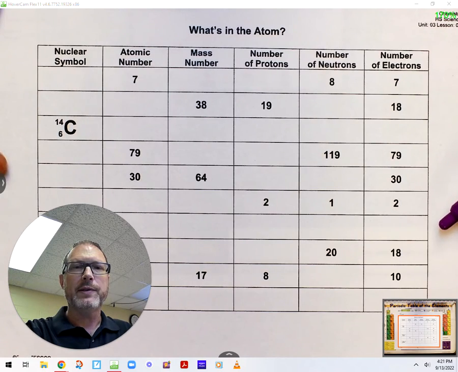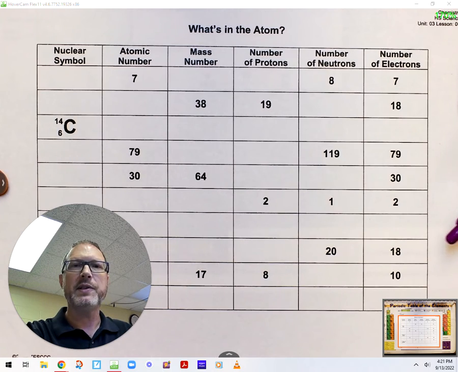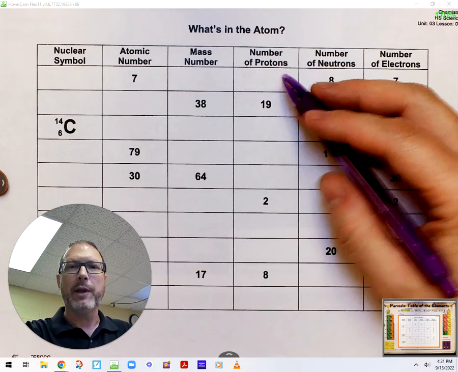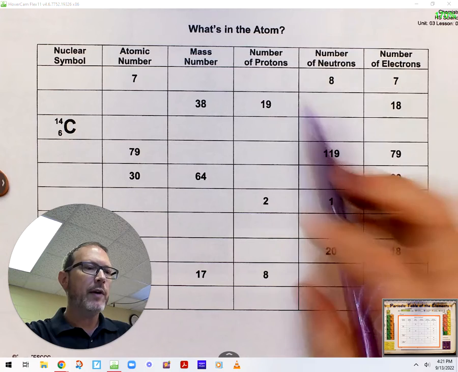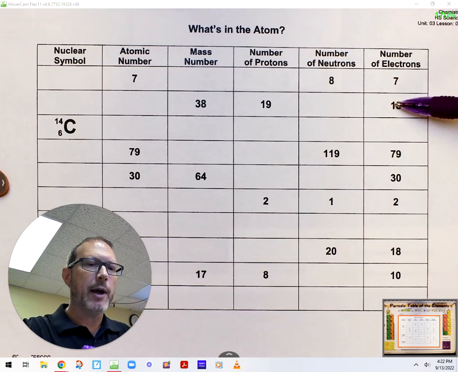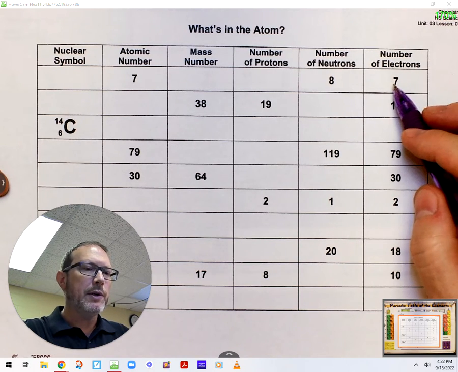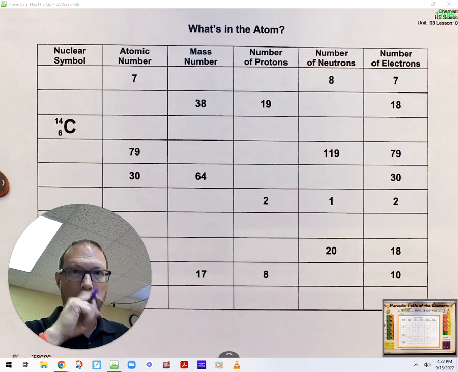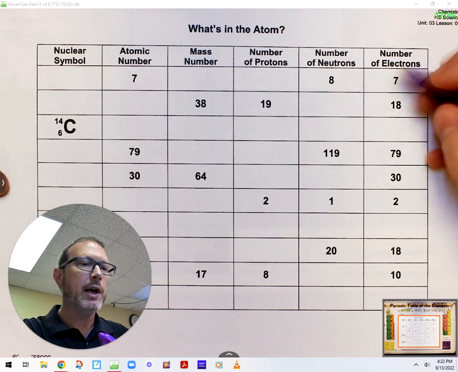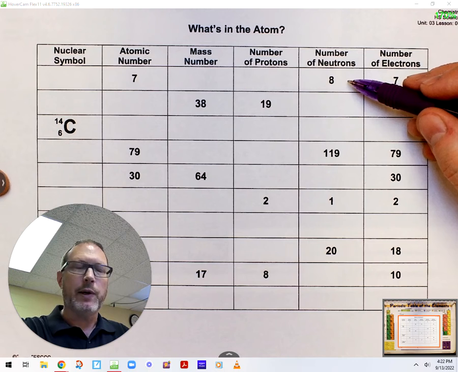Hi everybody, this is just a real quick tutorial on how to work this What's in the Atom paper that I gave to you. So what we've got right here is a number of columns, and each line is describing a different atom. What you want to do is use the information they give to try and fill in the missing information. Now there's a few things that we can do here to make our lives a little bit easier.